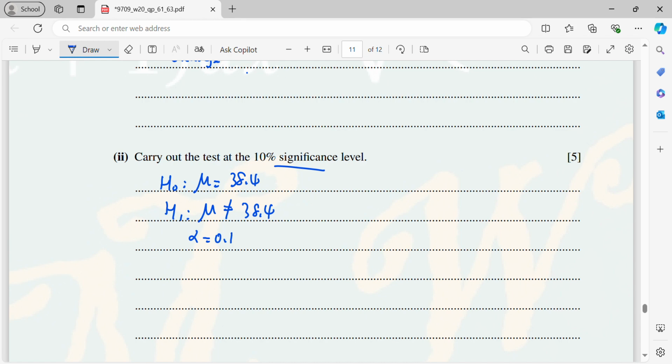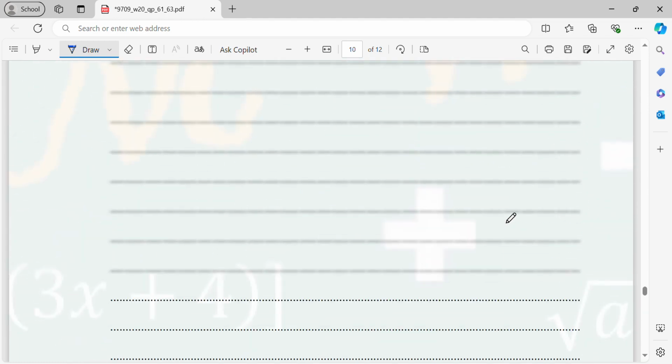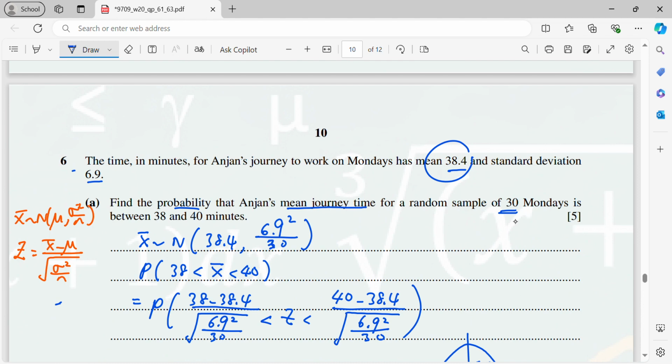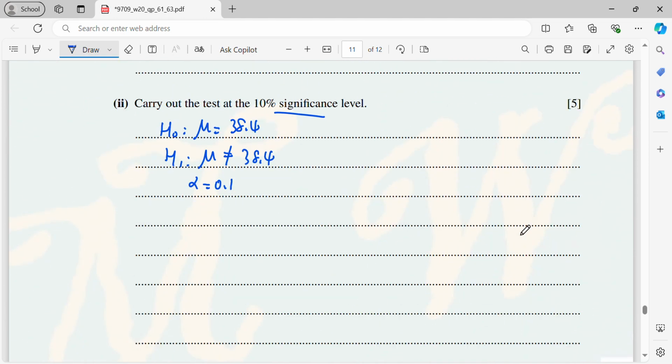Okay, so from here, we'll look at the question. It is 30 Tuesdays, right? And then it's mentioned the mean and standard deviation. Okay, so because of 30 Tuesdays, we will be using normal distribution, according to the central limit theorem. So then from here, I will just draw a graph to show the rejection region. Now, based on the H1, since this is not equal to, it will be a two-tail test.